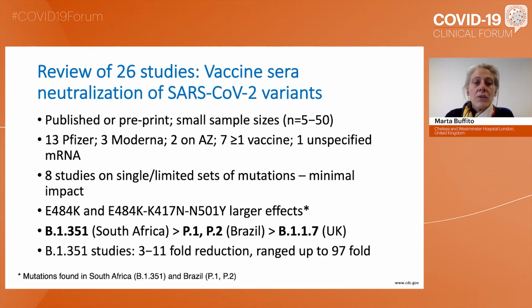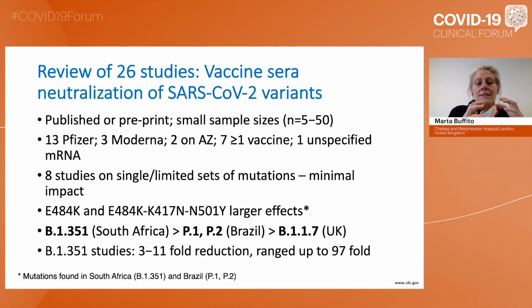8 studies look at variants with one single or limited set of mutations. This has a minimal impact because it is a combination of different mutations that would impact how much a variant actually alters the efficacy of a vaccine. The variants that have a larger effect in reducing the efficacy of vaccinations are those that include the E484K, and the E484K combined with other mutations like the 417N or the 501Y.